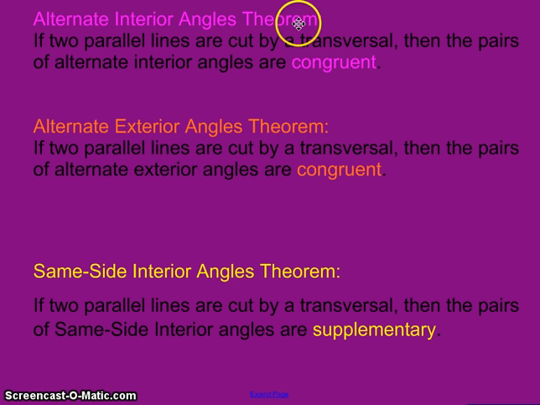So let's move on here, and I do go ahead and write the other theorems. Remember we had the corresponding angles postulate that we had on the other page, but now we have the actual alternate interior angles theorem, which says that, again, if two parallel lines are cut by a transversal, then the pairs of alternate interior angles are congruent. Same thing with the alternate exterior angles, they're going to be congruent. And the same side interior angles theorem just states that if two parallel lines are cut by a transversal, then the pairs of same side interior angles are going to be supplementary. So make sure you make a note of that in your notes so you have it.